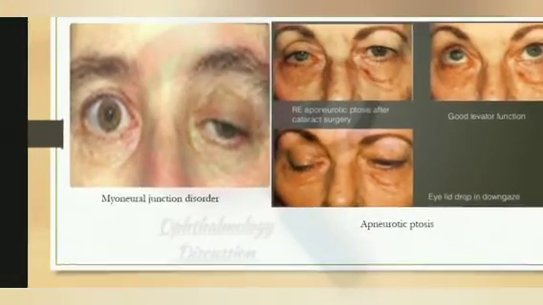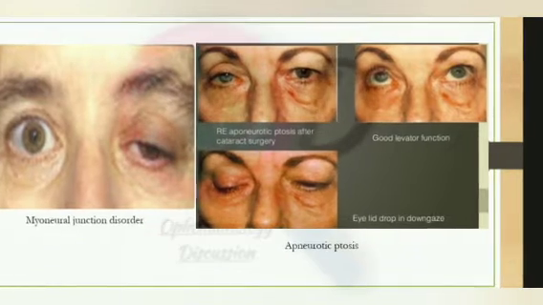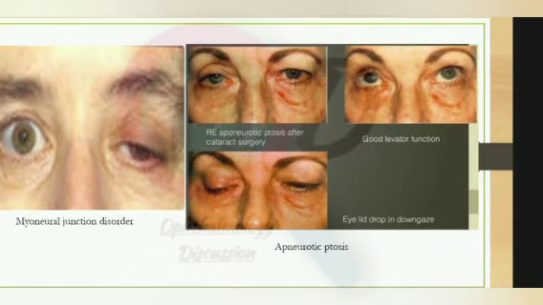Now aponeurotic ptosis. Aponeurotic ptosis is seen after surgery, whenever our levator palpebrae superioris muscle gets dislocated from its original position from the tarsus. It has good levator elevation, good levator function, as well as eyelid droop in downward gaze. So the downward gaze is being affected in this case. Sometimes it is affected in the elevation also.